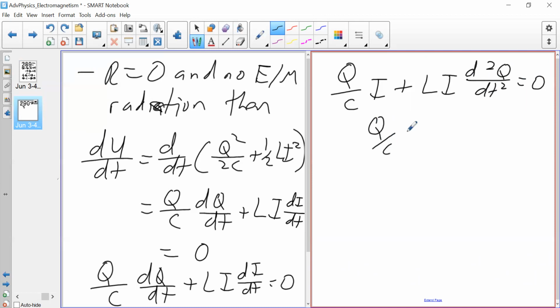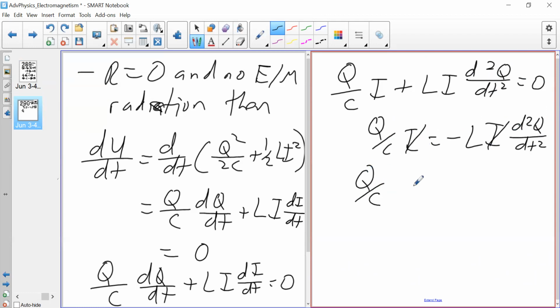I'm just going to do all the middlemen explicitly. We bring it over here: Li d squared q over dt squared. Those i's go away, so now, okay, bring it back. Q over c plus L d squared q over dt squared equals 0. Now this is a second order differential equation. We've been dealing with first order.